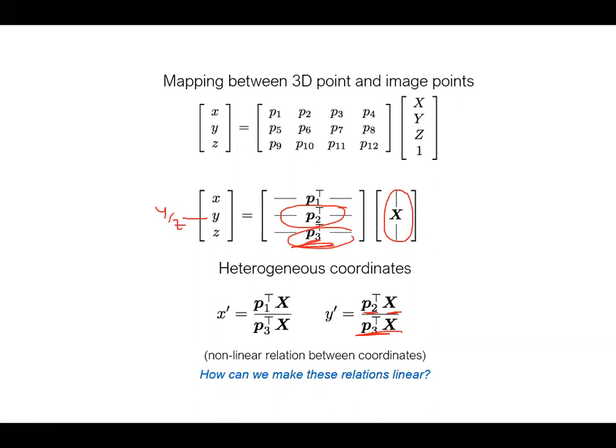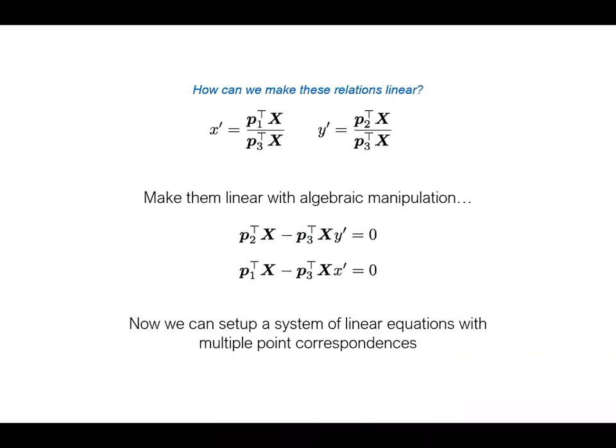But unfortunately, this just shows a nonlinear relation between coordinates. How can we make these relations linear? We will do a little bit of an algebraic trick, as you can see. So again, this is what we had from the previous slides. We just do cross multiplication. If you do this cross multiplication, P2 transpose x multiplied by 1 minus y dash multiplied by P3 transpose x will give me 0. The same will be done here. So I have this equation and I have this equation.